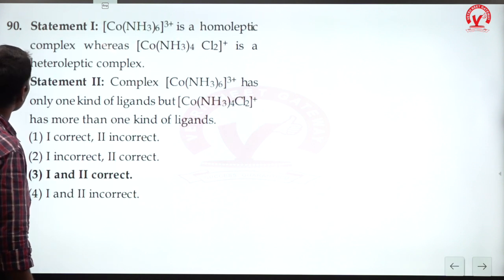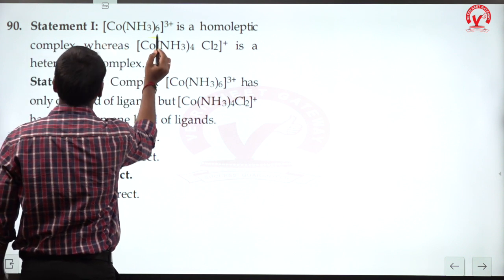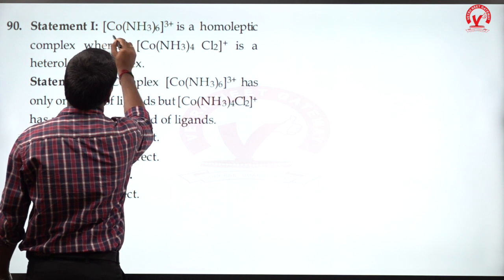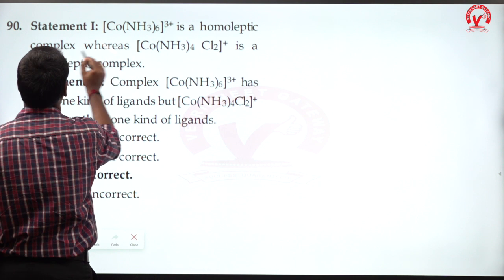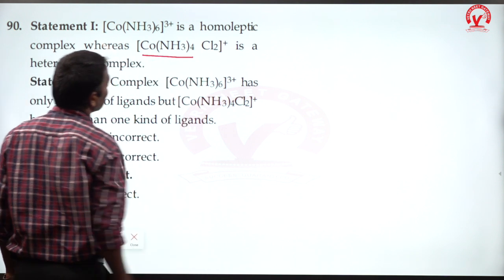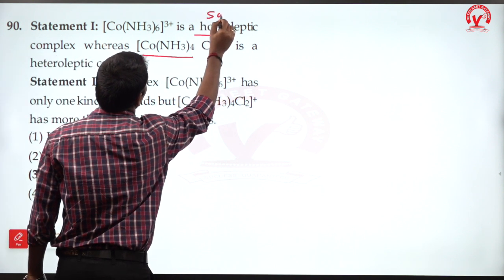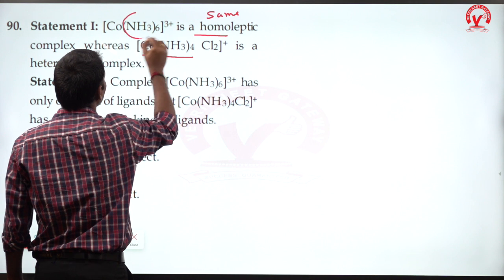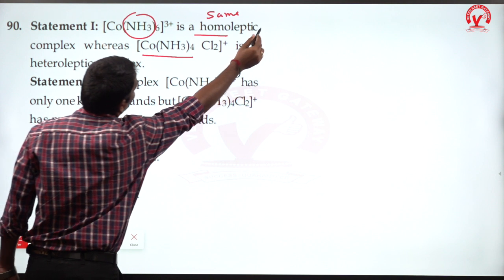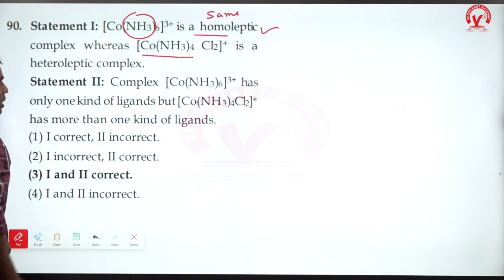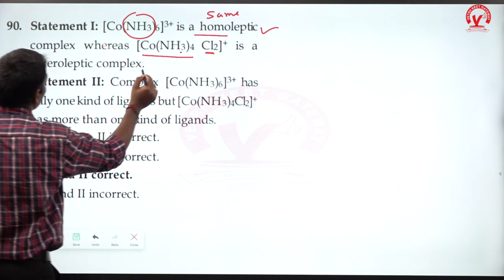Question number 90. Statement 1: [Co(NH3)6]3+ is a homoleptic complex, when [Co(NH3)4Cl2] is a heteroleptic complex. Homo means same, right? So here the ligands NH3 are six same ligands. Same ligand means it is a homoleptic complex, correct? That is the correct statement. And here NH3 and Cl it is a heteroleptic complex. Yes, statement 1 is correct.